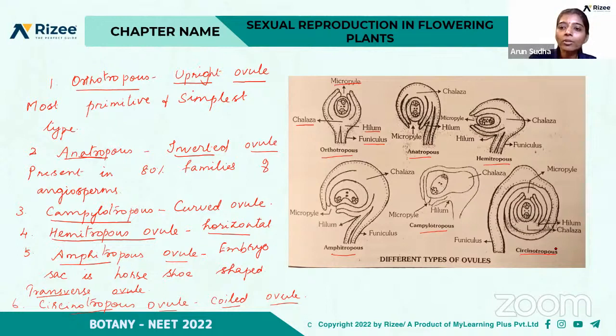Okay, so based on the position of micropyle, chalaza, hilum, and funiculus. So clear? So we saw about the different types of ovules on the basis of number of integuments, and also the type of ovule based on the type of nucellus that is present. So this is based on the position, right?